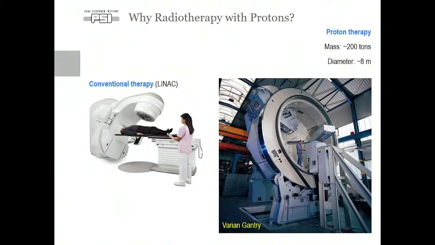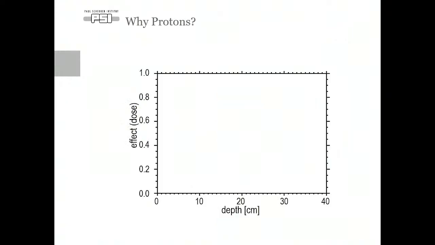The price to pay you see on this picture here, this is a conventional LINAC to produce therapeutic gamma or electromagnetic rays. And this is a typical proton facility. You see it's much bigger, very heavy, and this means it's more expensive. And why do we do this? The answer, of course, is in the physics.